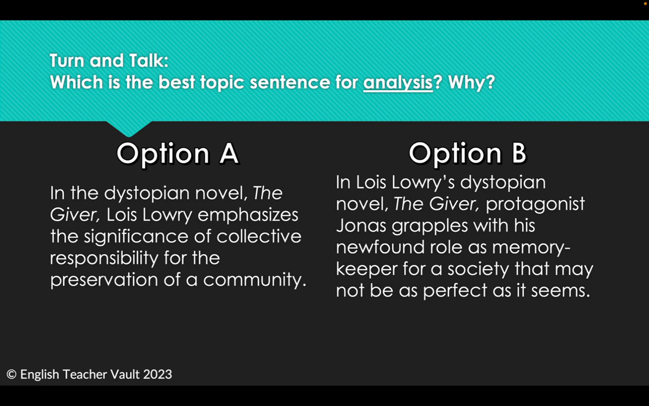Option A says, in the dystopian novel The Giver, Lewis Lowry emphasizes the significance of collective responsibility for the preservation of a community. That's option A. Option B says, in Lewis Lowry's dystopian novel The Giver, protagonist Jonas grapples with his newfound role as a memory keeper for a society that may not be as perfect as it seems. So which of those sentences is more effective for setting up a paragraph that is going to analyze this topic in this book? You can pause the video here and think about that for just a minute if you choose.